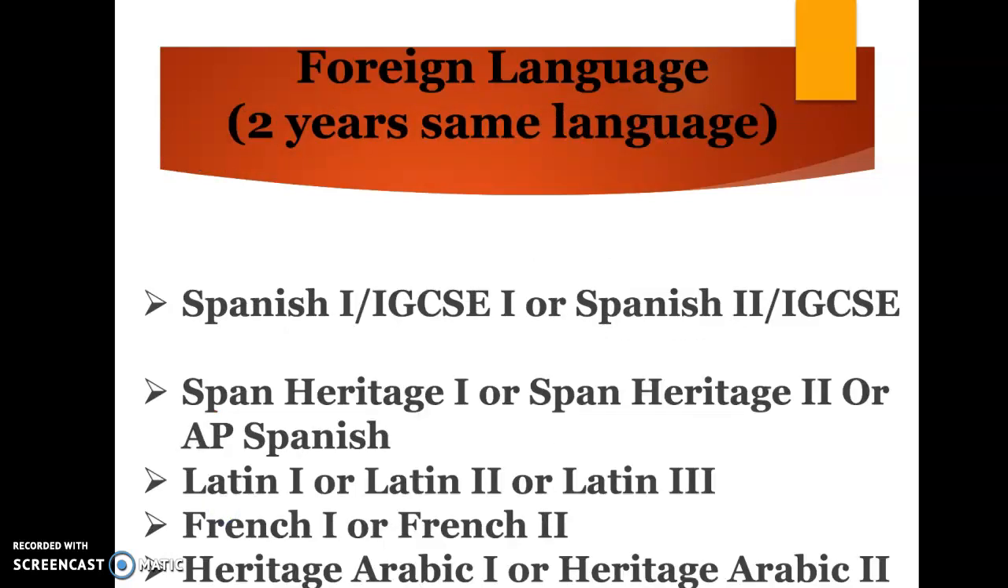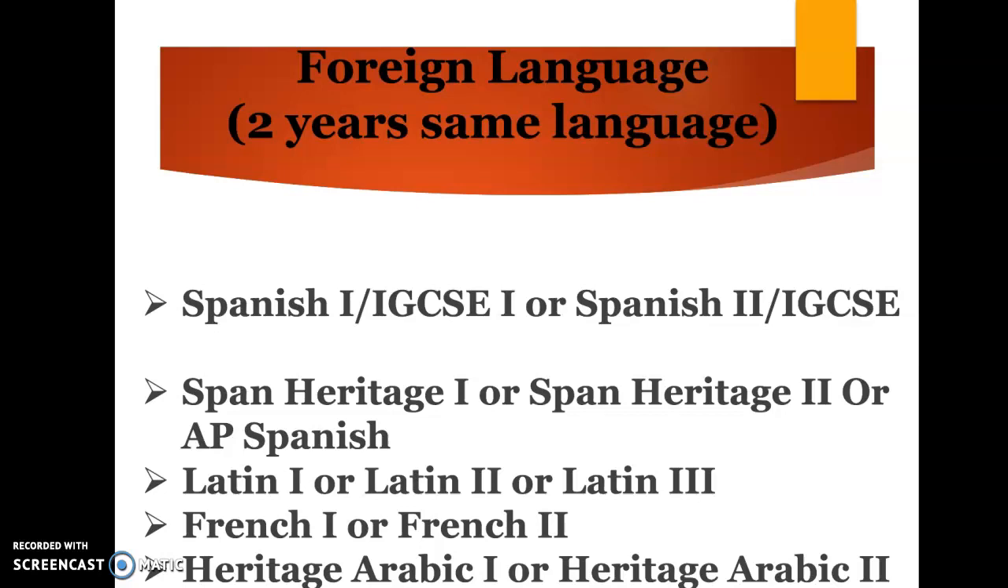Foreign language. All students are required to have 2 years of the same foreign language. You have many options at Overton High School. If you have not already started your foreign language, you would select your first year as a sophomore. You could select Spanish 1, Spanish 1 IGSE, Heritage Spanish 1, Latin 1, French 1, or Heritage Arabic 1.